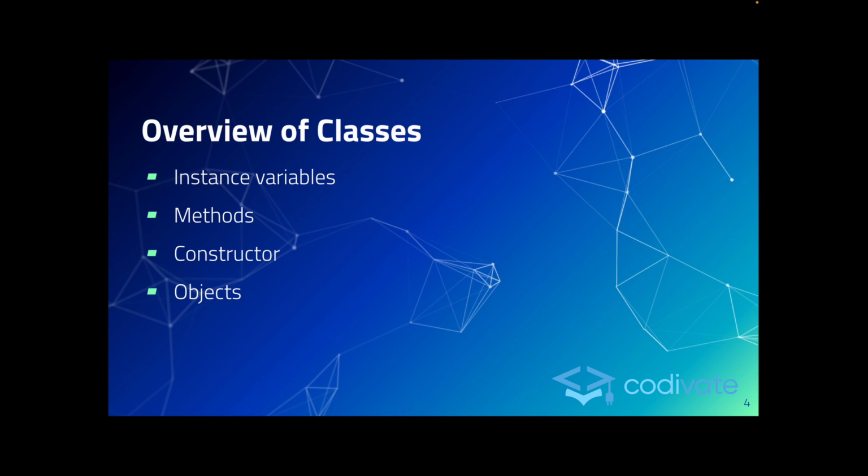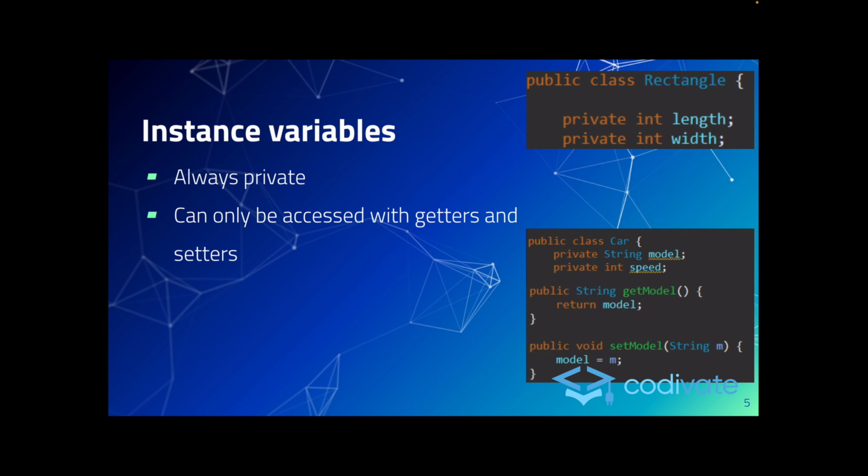So let's start with an overview of what classes usually contain. Normally in our classes we have instance variables, we have our static variables if we have any, methods, a constructor, and we can use those classes to create objects. So let's start by looking at instance variables.